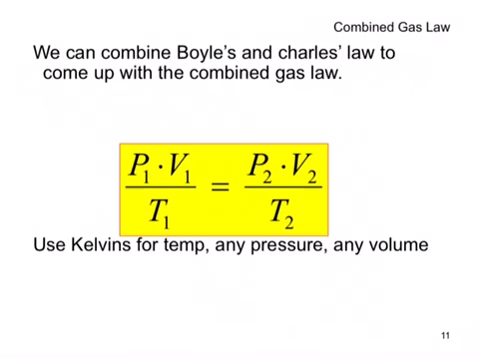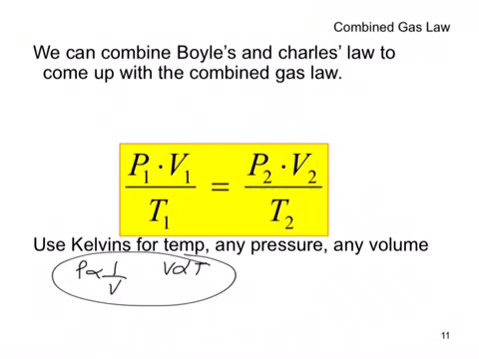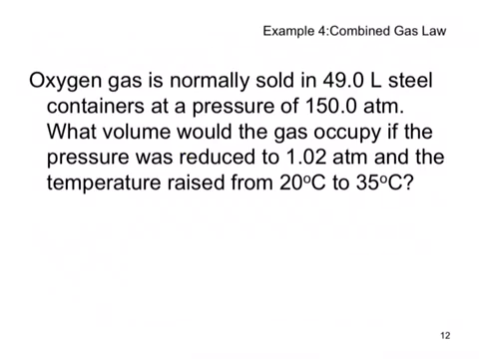So now if I combine Boyle's law and Charles' law, so Boyle's law was pressure being inversely proportional to the volume, and Charles' law is volume being directly proportional to temperature. Combining both of those, we can say that P1 times V1 over T1 is equal to P2 times V2 over T2. Again, temperatures are what need to be in Kelvin. Any units for pressure or volume will work. Let's see if we can put things in perspective.